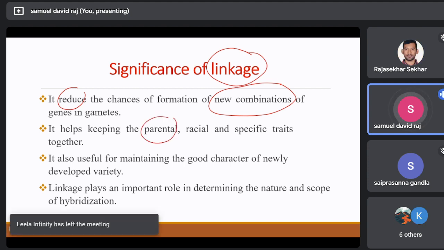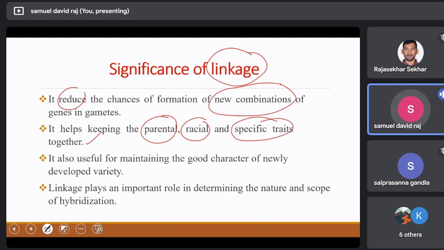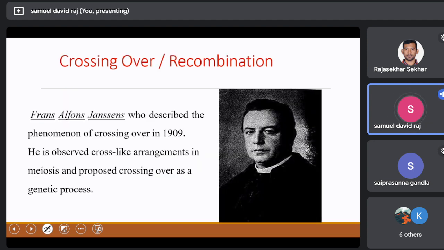Next, it helps in keeping the parental, racial, and specific traits together. The combinations seen in the parents are kept together due to complete linkage. It is also useful in maintaining the good characters of a newly developed variety. If the newly developed variety does not undergo crossing over, it is passed on to the next generation due to complete linkage. And linkage plays an important role in the process of hybridization. This is the significance of linkage.